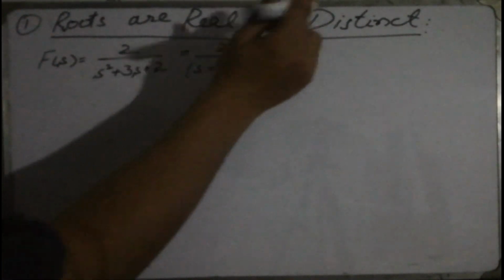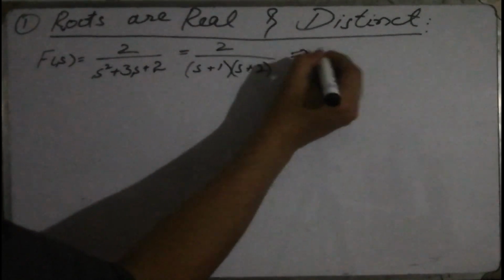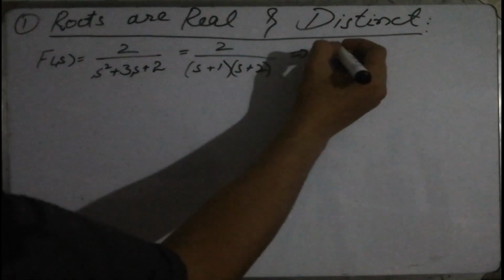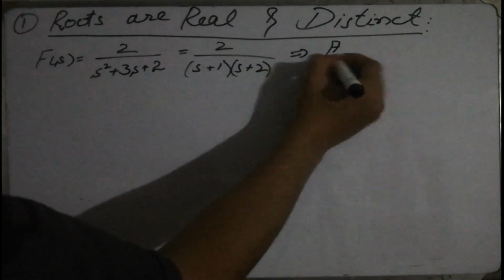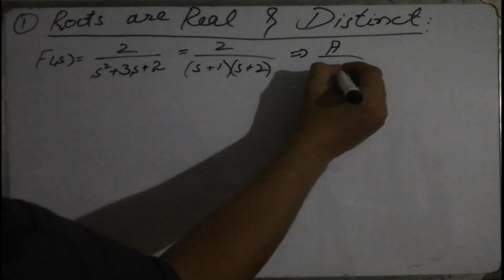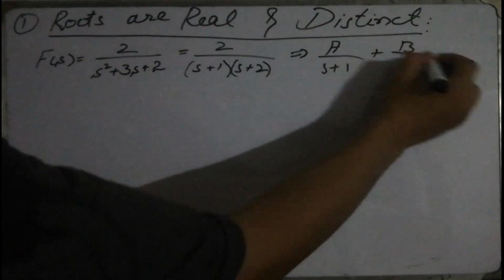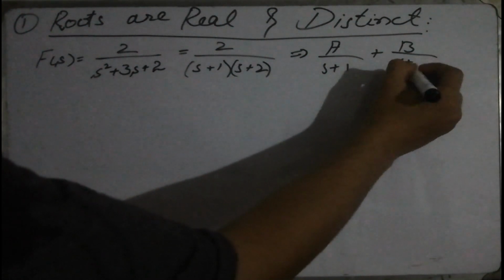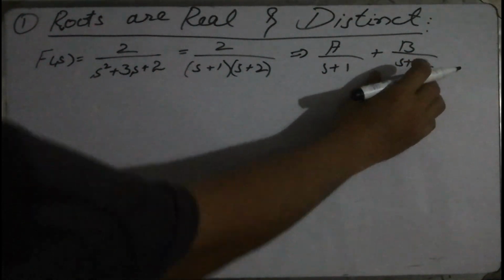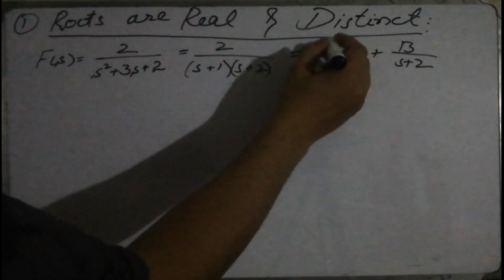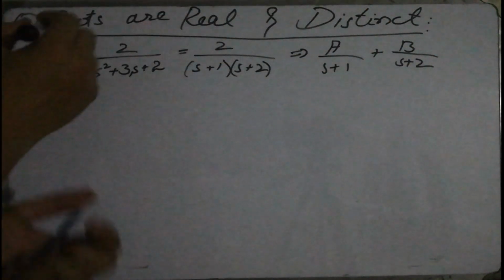So for that, we can simply convert it into partial fractions, which would be a constant divided by s plus 1, plus another constant divided by s plus 2, right? Now, how would we find these two constants? Let's move to that.